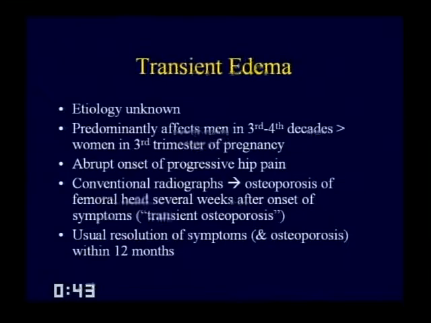One experiences an abrupt onset of progressive hip pain. Conventional radiographs may eventually show osteoporosis of the femoral head several weeks after the onset of symptoms, in which case you can then call it transient osteoporosis of the hip. And the usual resolution of symptoms and osteoporosis is within 12 months.